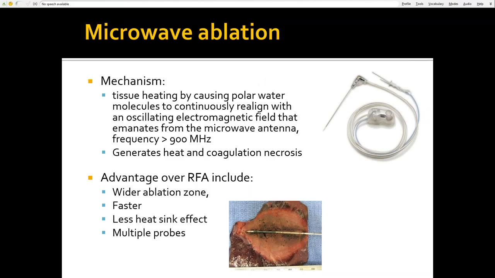One nice thing about it is that you can get a wider ablation zone. It's also faster. You can treat tumors in, let's say, 5 to 8 to 10 minutes once you get your probe in a good location. Sometimes it's nice because you can use multiple probes in order to treat tumors, and in general you get less of a heat sink effect. So this is becoming more popular as well to treat tumors.